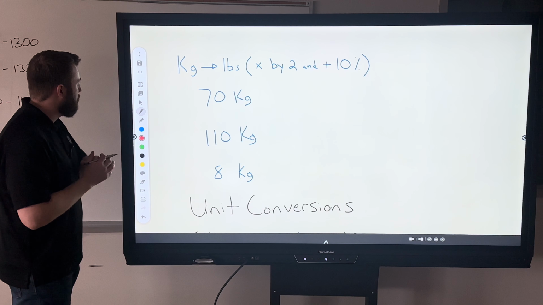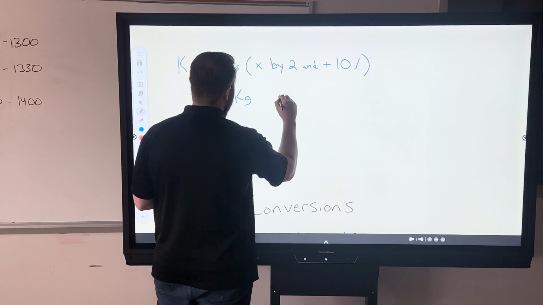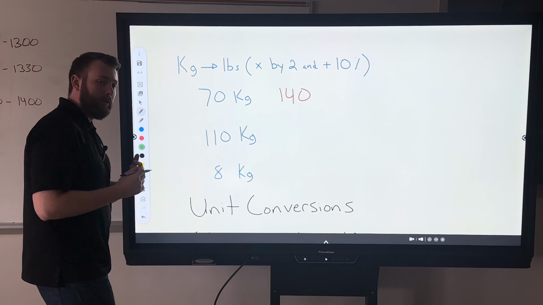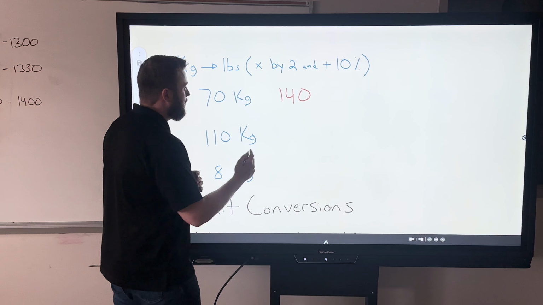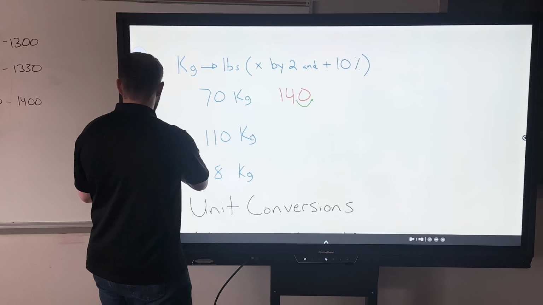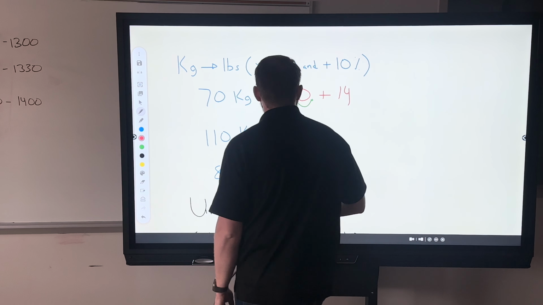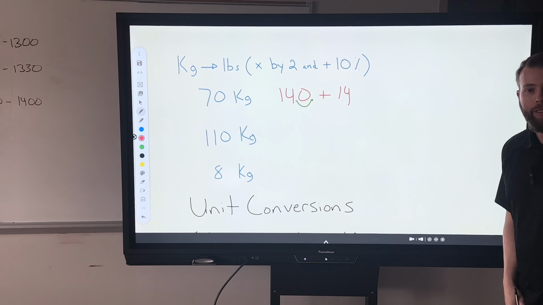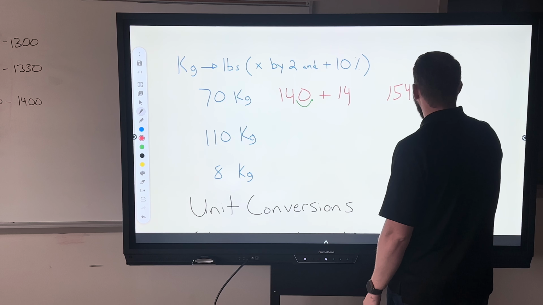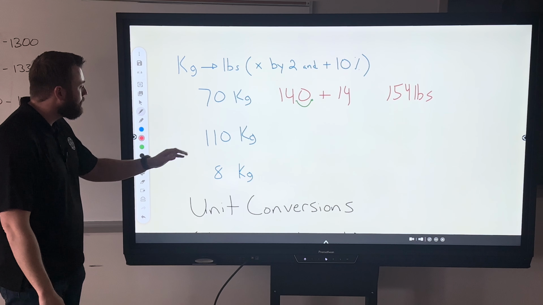So the way that we would do that, if we have a 70-kilogram patient, we would do 70 times 2, which is going to be 140. Right? Same thing here to determine what 10% of 140 is. You simply move the decimal place one position to the left. So then you're going to end up adding 14 to this. So 140 plus 14 is going to be 154 pounds. 154 pounds. So we do another one.